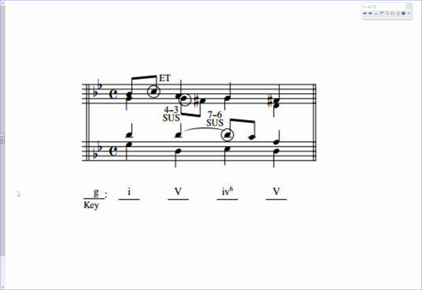Let's take a listen to this harmonic progression in the key of G minor, which will consist of the minor 1 to the major 5 to the 4-6 to the 5, ending on a half cadence. So here's G minor. Here's the progression. Listen to it again.